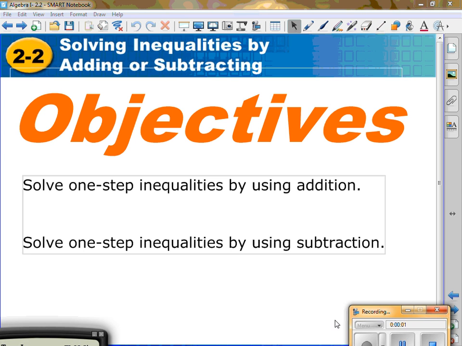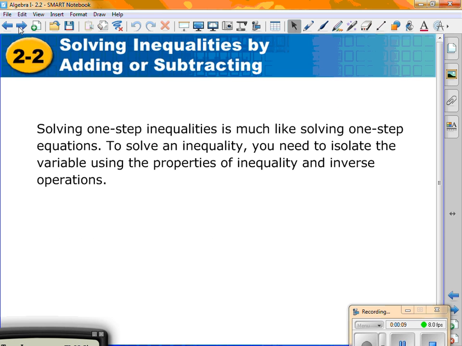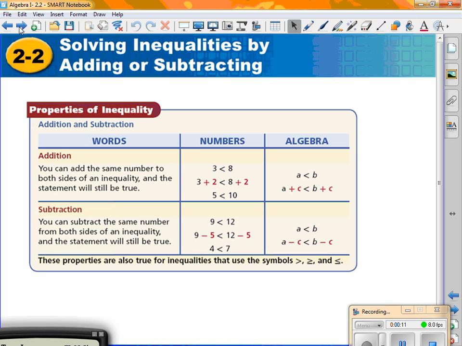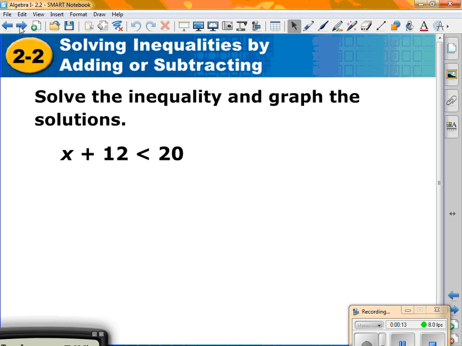Point 2. Solving inequalities by adding or subtracting. All that we're doing in this section, let's just go straight to a problem.